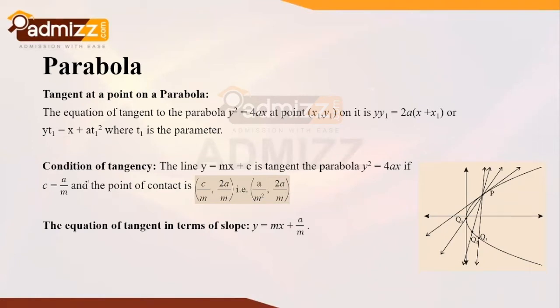Since c is equal to a by m, if you substitute this value over here, it turns out to be a upon m square and 2a upon m. So this is the thing which we need to keep in mind.